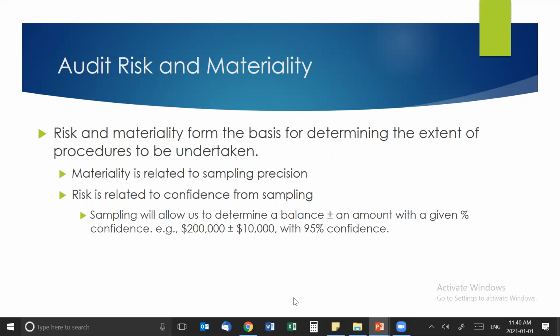So like I was saying, risk is tied to how many samples you're going to obtain, right? So the lower you want your audit risk, depending on what your inherent risk and control risk is, you're going to figure out your detection risk, and that's going to help you decide how many samples to do.